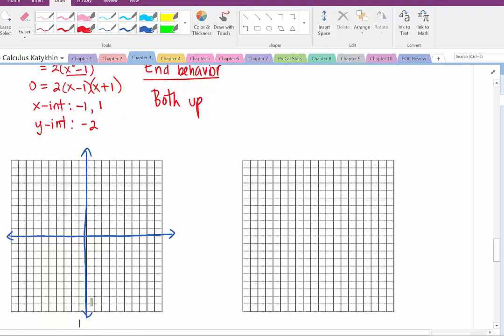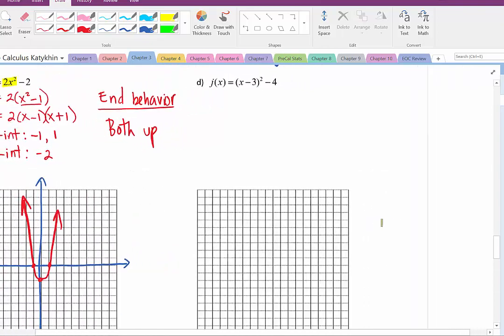So now let's go ahead and show us our x-intercepts. Notice my x-intercepts are going to be at -1 and +1. My y-intercept is going to be at -2. So it's going to look something like that. A function that looks something like that. It's a parabola that's going up with y-intercept at -2 and x-intercepts at -1 and +1.